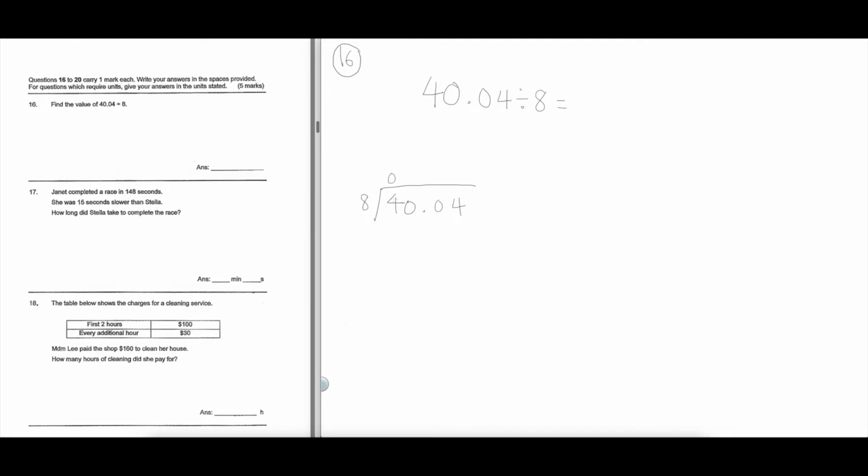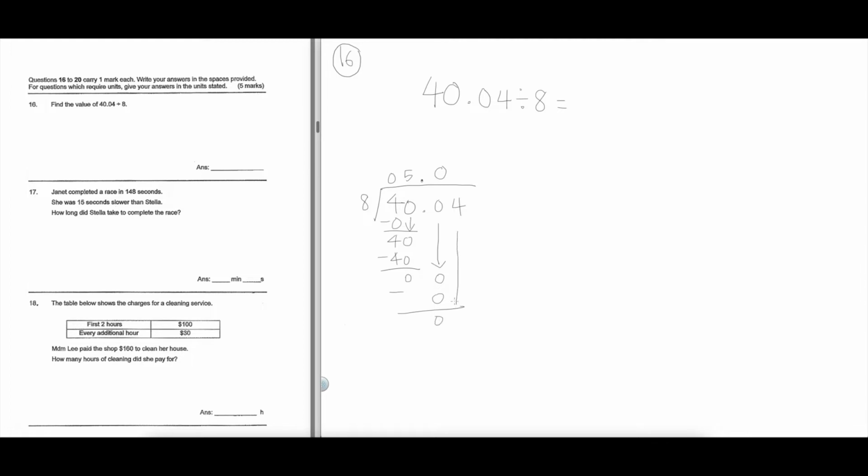So the first one is 0, because there's no number. And then 8 times 5 is 40. So I minus 40, and I'm pulling down a 0. There's a decimal here, so I need to put a decimal here. And that's basically it. So 8 times 0 is 0.